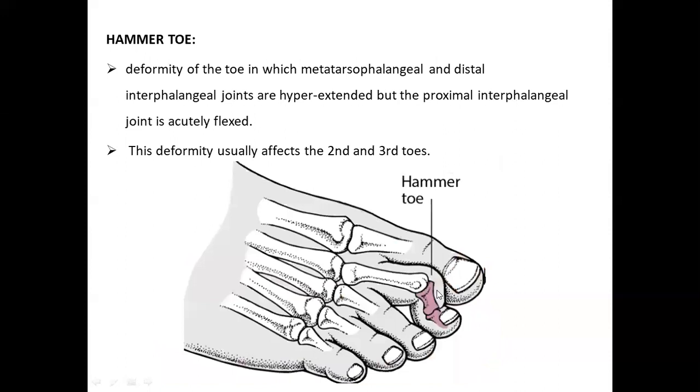Then there is hammer toe. It is a deformity of the toe in which the metatarsophalangeal and distal interphalangeal joints are hyperextended, but the proximal interphalangeal joint is usually flexed. So there will be a flexion and hyperextension. Okay. This deformity usually occurs in second and third toe.